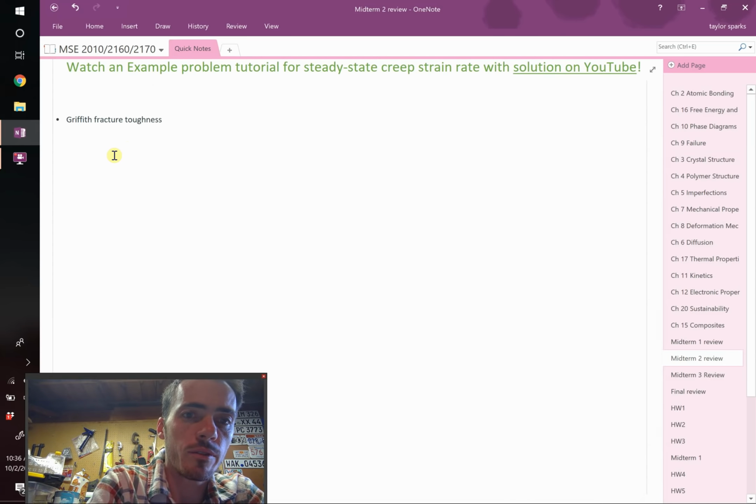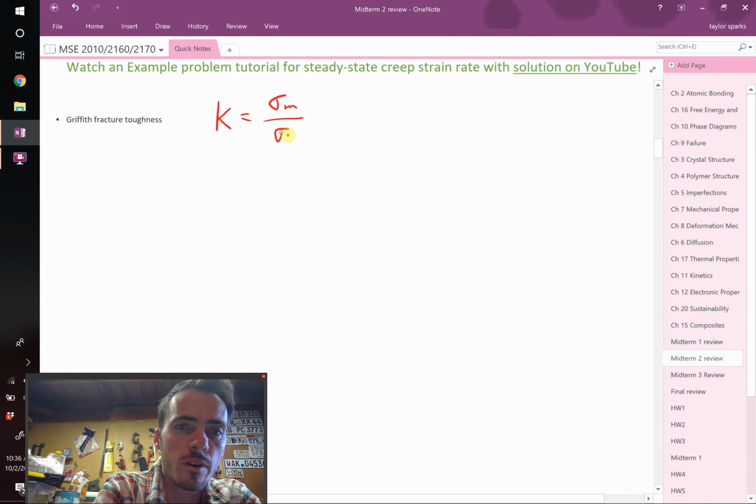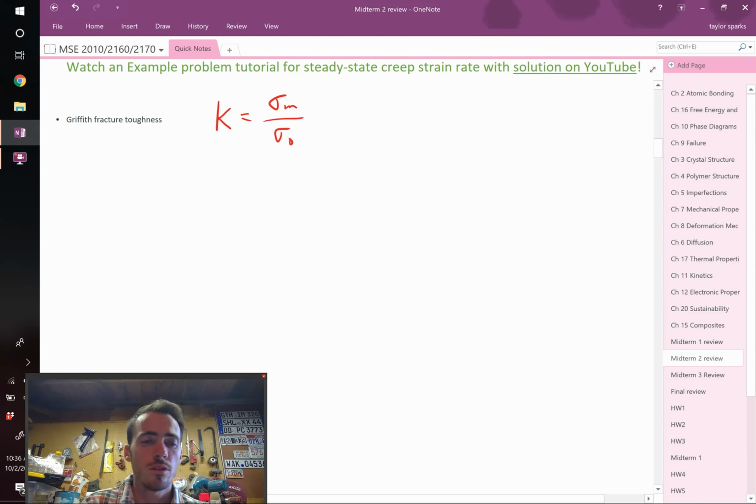So we have K, and remember, that is our stress intensity factor. It's equal to the stress at its maximum divided by the stress that you applied. So you apply a stress, say 100 megapascals, but because there's a flaw in your material, in the vicinity of that flaw it gets magnified and you see a larger stress. Maybe in the vicinity of that flaw it's 1,000 megapascals. Then your stress intensity factor would be 1,000 divided by 100, a factor of 10, right?